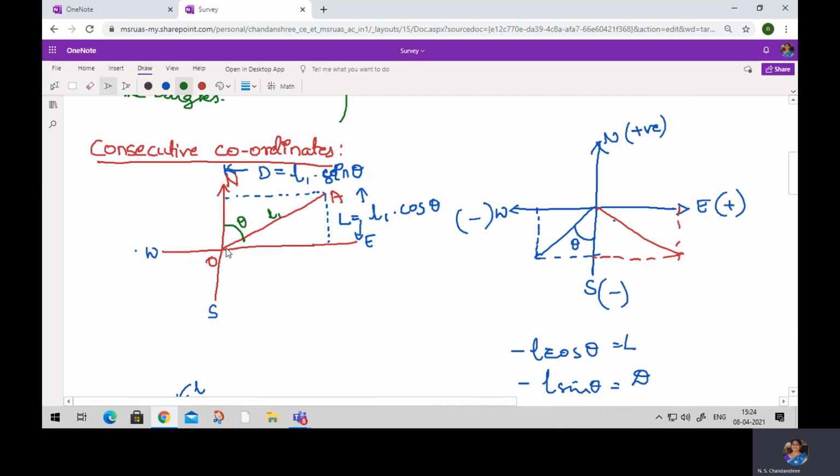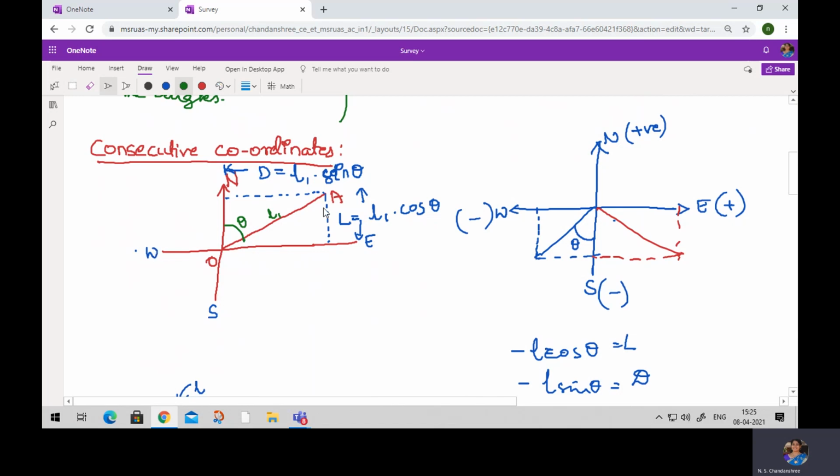Now let us consider this line OA, and this OA can be represented in the coordinate system using two parameters. One is the latitude of the line and the other one is the departure of the line. Latitude of the line is the projection of the line on the north-south axis. Departure of the line is the projection of the line on the east-west axis.